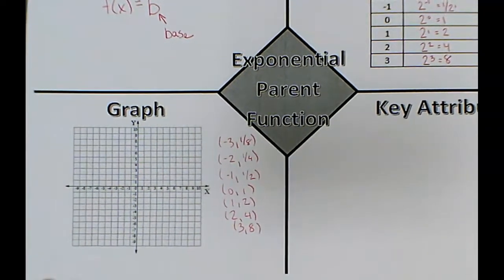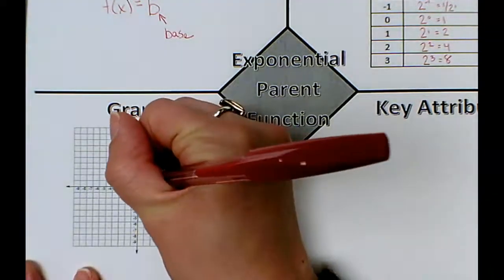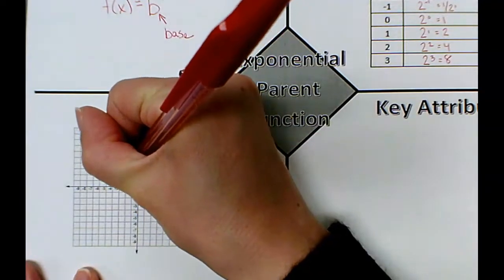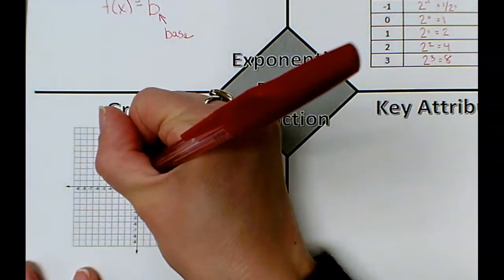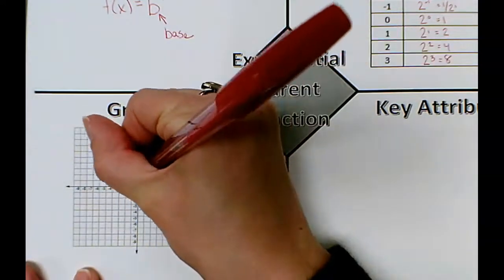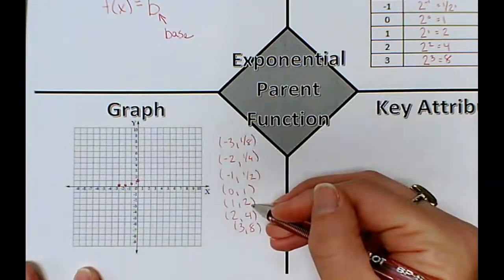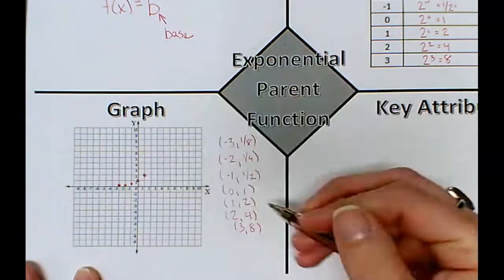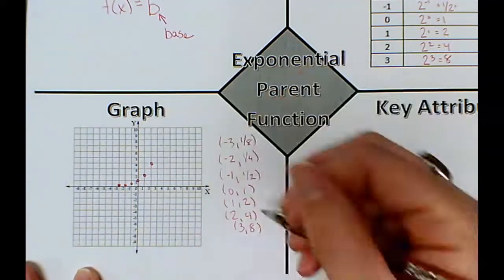So when I graph these, remember that the fractions 1/8, 1/4, 1/2, that's going up just a little bit, and we're not going up a full unit. So -3 and then 1/8. So there's -3, and then I'm only going up 1/8. That's going to look like it's resting on that x-axis. -2, 1/4, not much higher. -1, 1/2, about halfway up. 0, 1, 1, 2, 2, 4, and 3, 8.